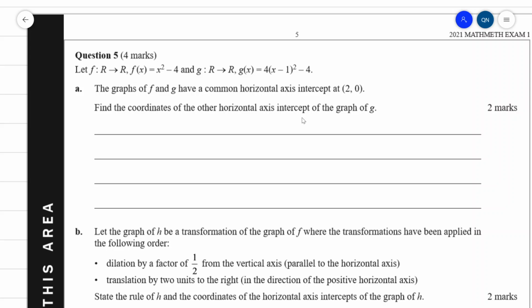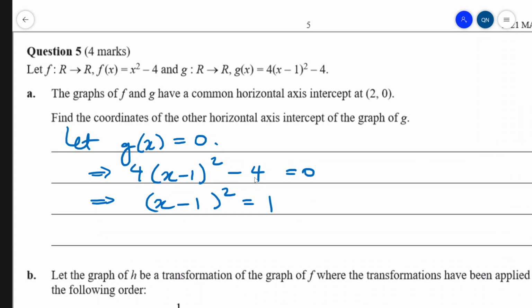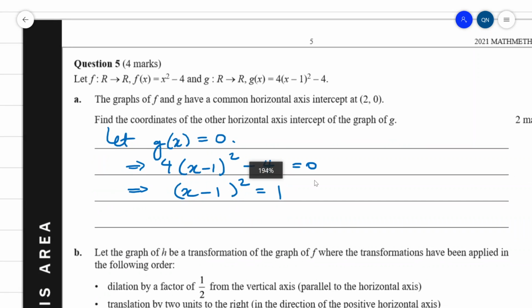Okay. So I guess we're just going to solve g equal to 0 because we're trying to find horizontal axis intercepts, or x-intercepts. So let g be equal to 0. Then what does that mean? It means that 4 times (x minus 1) squared minus 4 is equal to 0. Okay, but what does that mean? You can divide both sides by 4 and you're going to get (x minus 1) squared equal to 1, because you cancel the 4, and you move the negative 4 over.